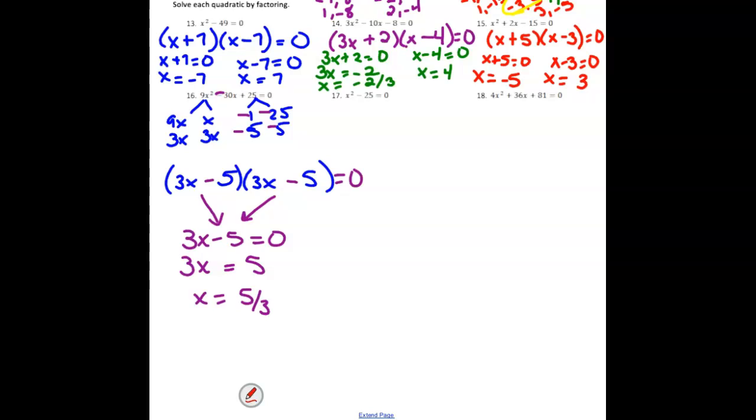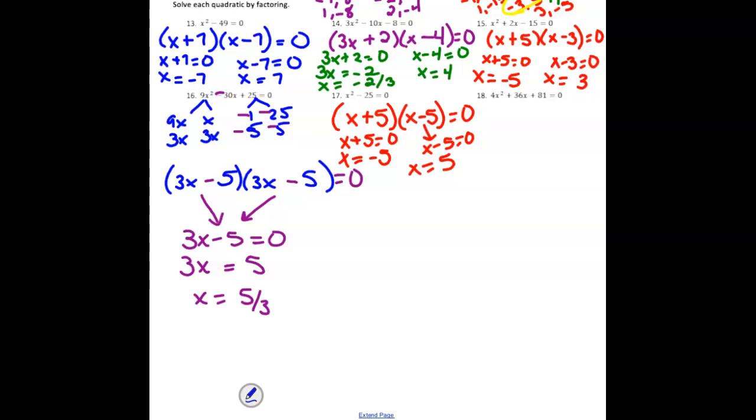All right, let's check your work. X squared minus 25 equals 0. That is a difference of squares pattern. So you should have factored into x plus 5 and x minus 5. Setting each of those equal to 0, we end up with x being a negative 5 or x being a positive 5.